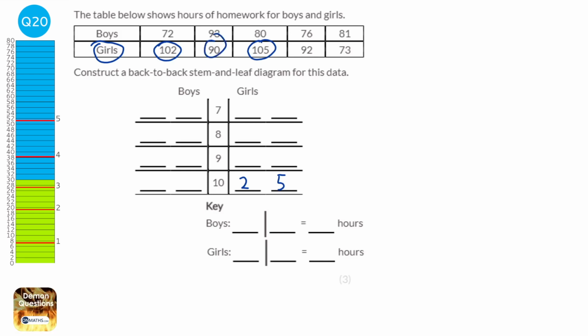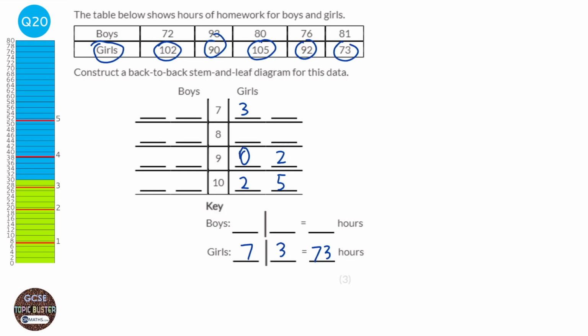We've got a 90 and a 92, and we've got a 73 there. The key we can have for the girls is just 7 line 3 is 73 hours. It doesn't actually matter which value we pick. We could actually pick a value that's not on there, so 6 line 3 equals 63 hours. It's just a way of showing that that 7 represents a 10 and not a unit or anything else.